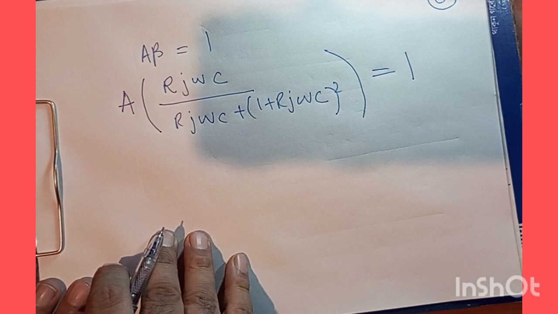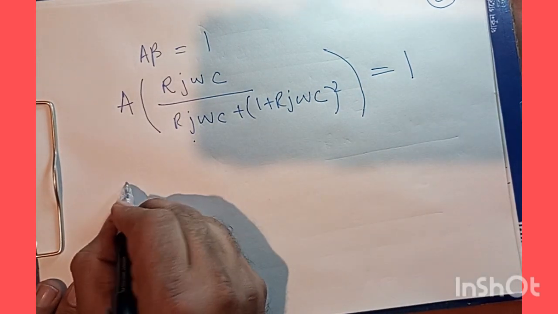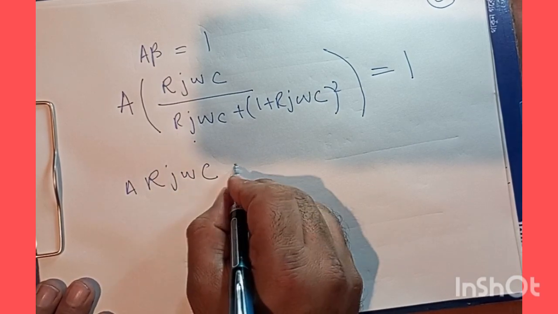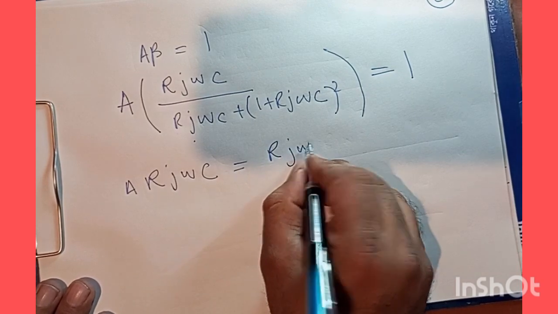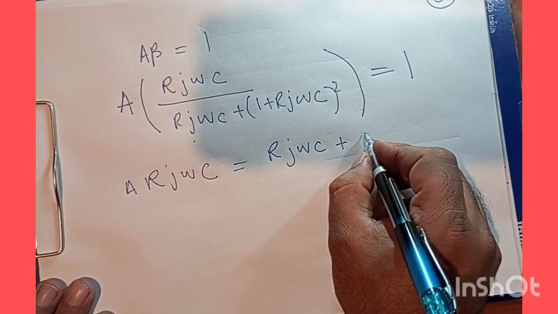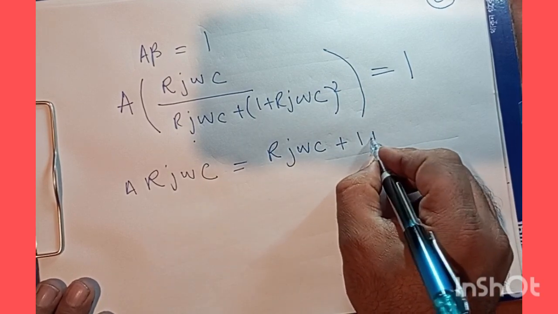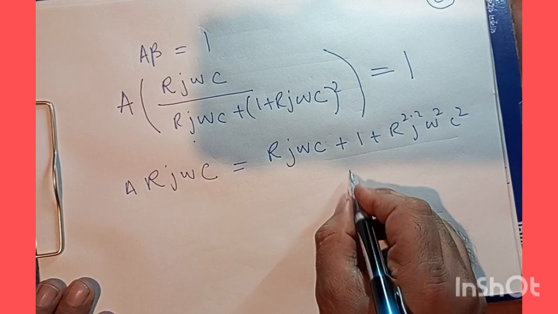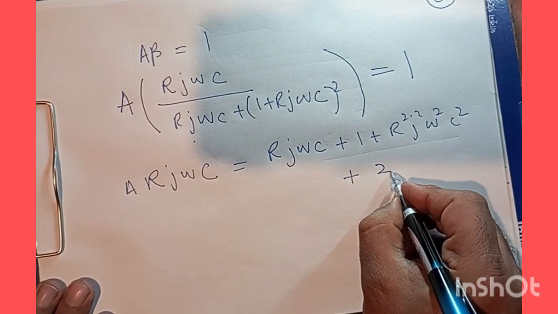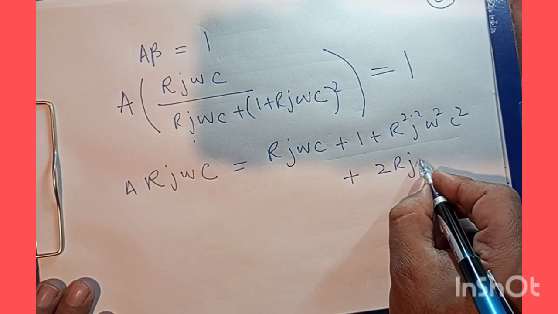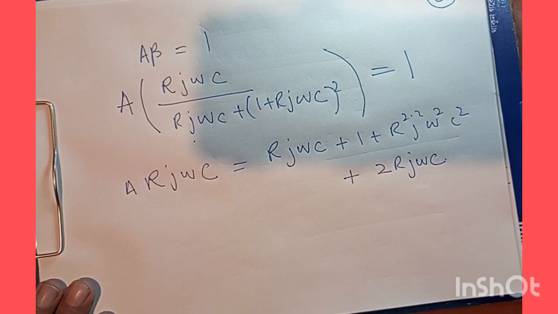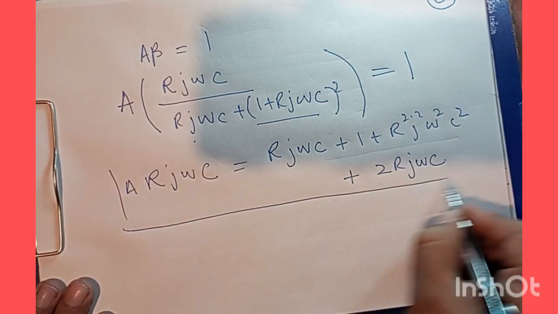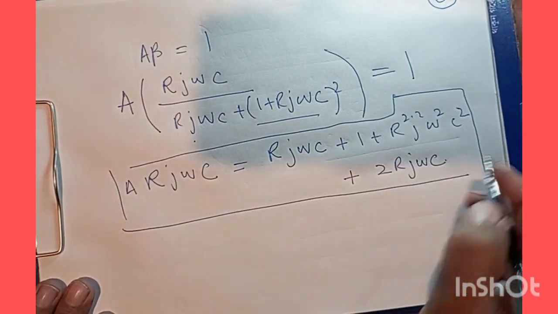So we can take it there, and this is A R j omega C equals R j omega C plus 1 plus R square j square omega square C square, and then plus twice R j omega C. Okay, I have opened this whole square thing, and finally we have this equation, and I want to exploit this equation making use of coefficients.